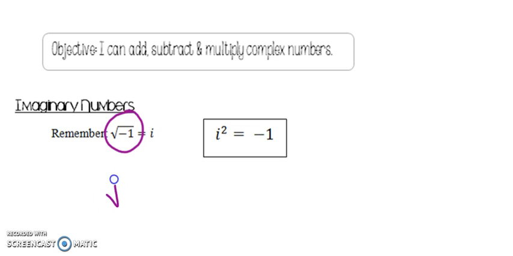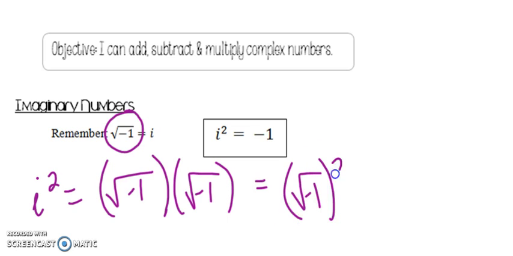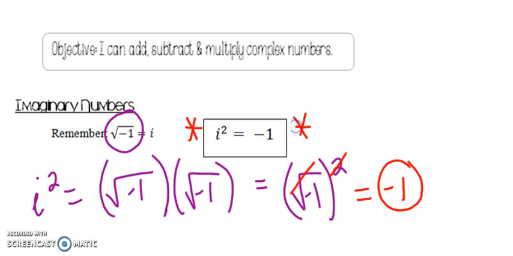So if I was to do i squared, that would be like √-1 times √-1, okay? And basically that's the same thing as the square root of -1 squared. And like you guys should know by now, when you square root and square something, those two things cancel each other out, leaving you with just what's inside. So that's why we have this little nugget of information that i squared equals -1.